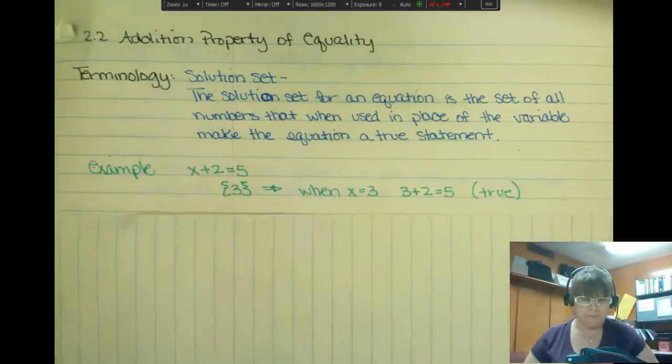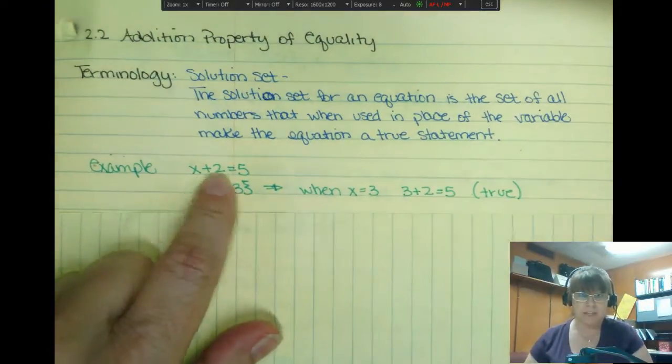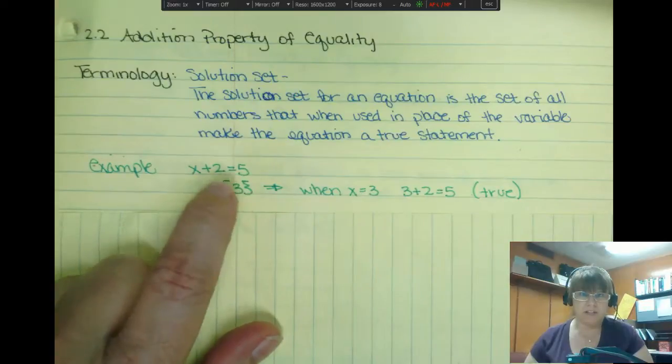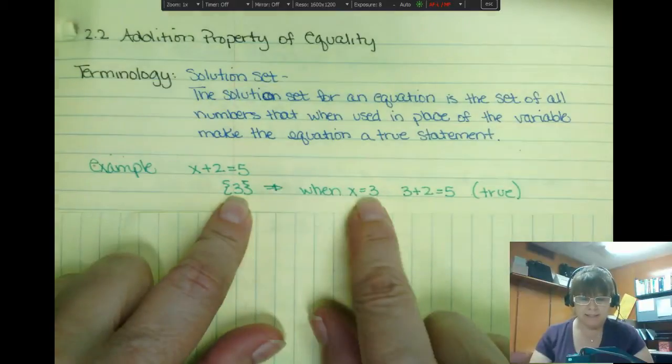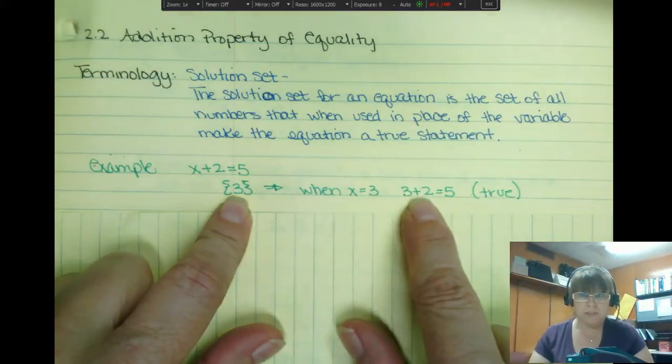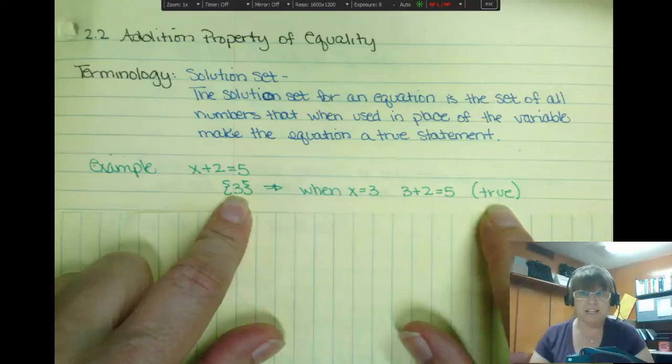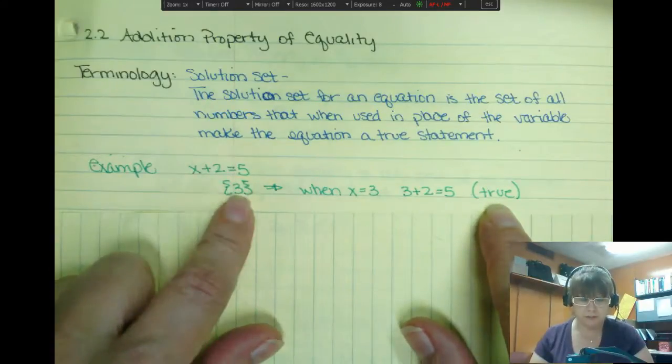For example, x plus 2 equals 5. The solution set would be 3, because when x is 3, 3 plus 2 equals 5. That is a true statement. Therefore, the solution set is 3.